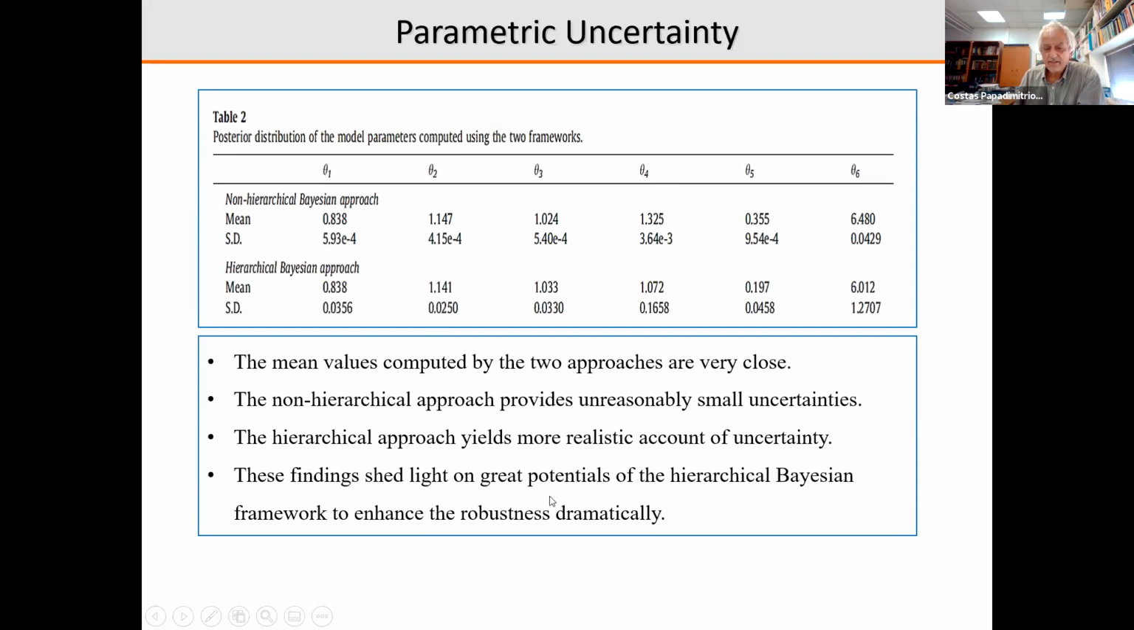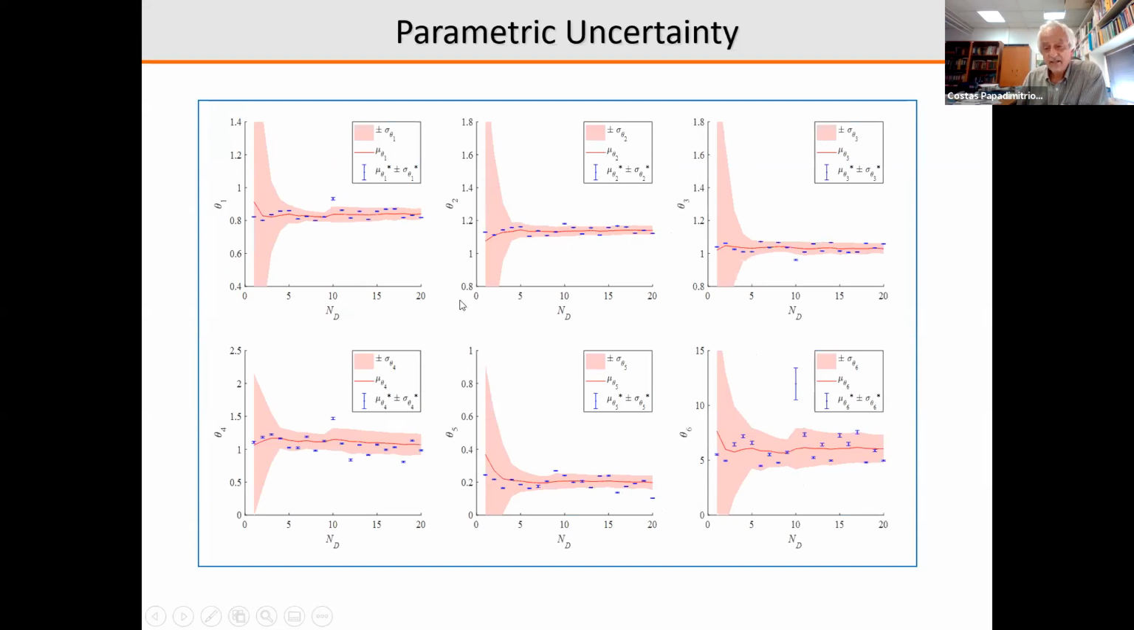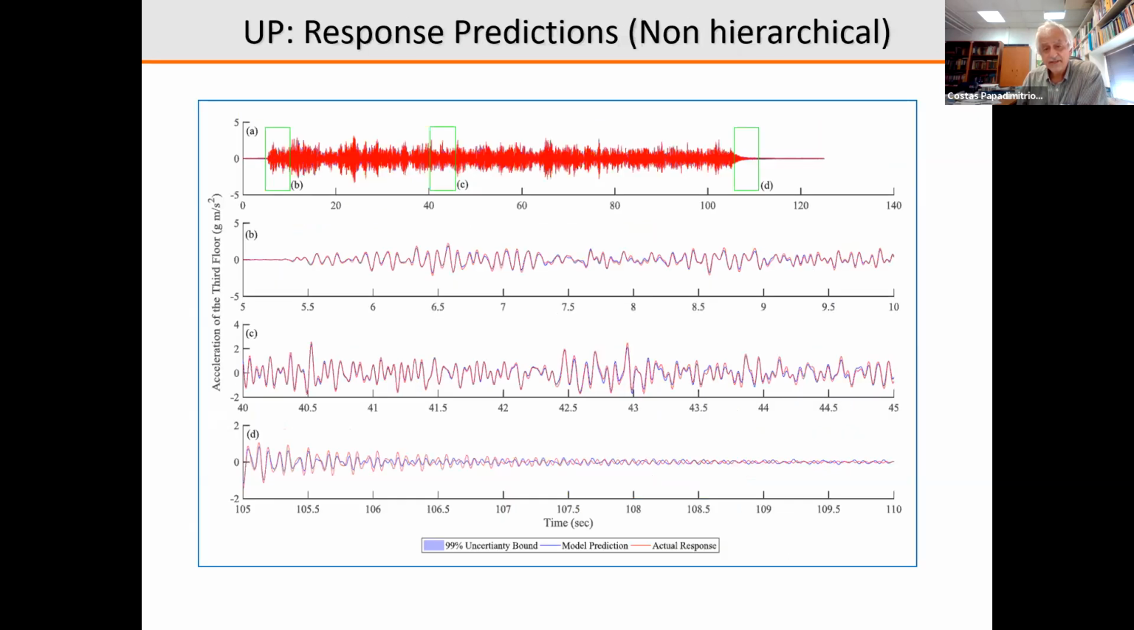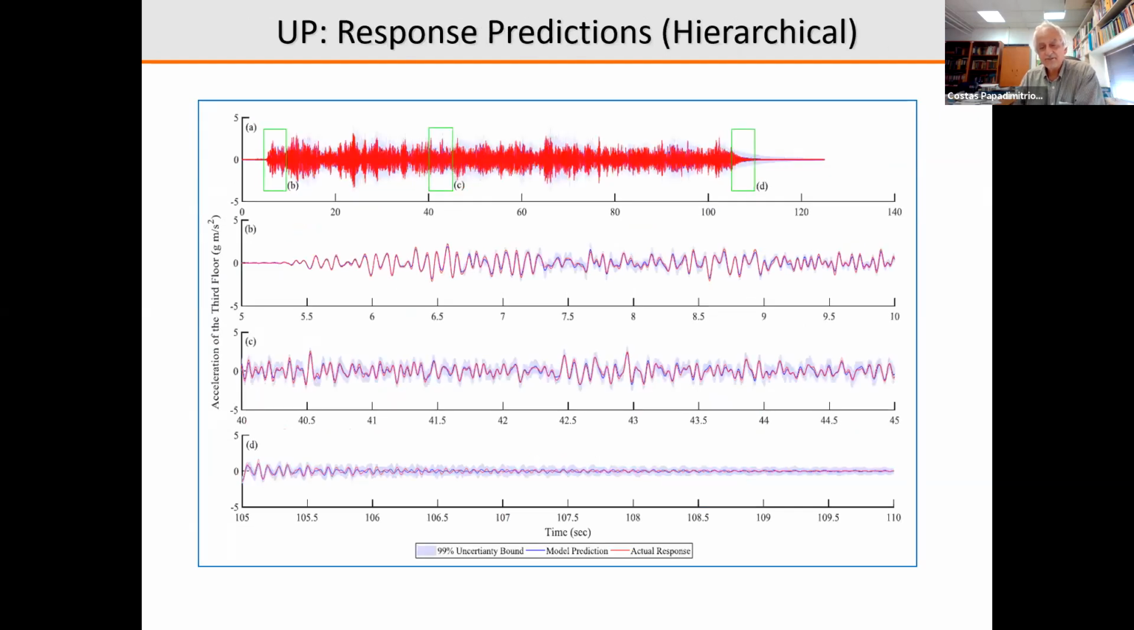And of course, these findings show the great potential of the hierarchical Bayesian framework to enhance robustness dramatically. These are the plots again of the uncertainty versus the number of data sets, similar to the plots I showed for the numerical example. I will not go into that. These are the predictions from the non-hierarchical method using uncertainty in the model parameters, and these are the predictions from the hierarchical method, where the uncertainty bounds contain the experimental data.